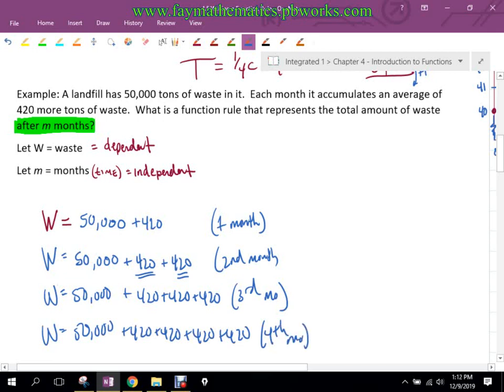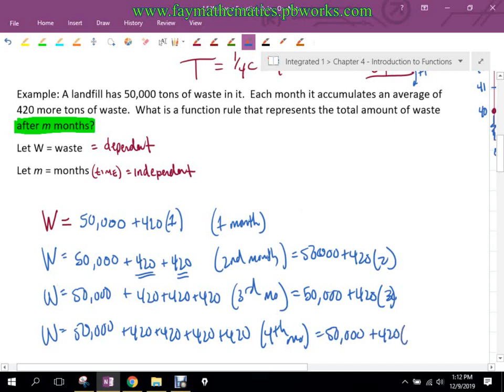All right. So how are these being written? This was 420 one time, right? Can this one be rewritten as 420 times 2? Can this one be rewritten as that plus 420 times 3? Does that make sense? Okay, is this next one 50,000 plus 420 times 4?